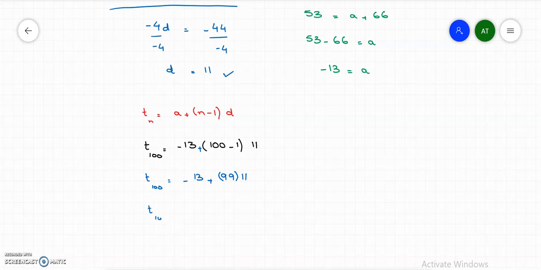So T100 equals negative 13 plus 99 times 11, that is equal to 1089, and then subtract 13. So the 100th term of the sequence would be 1076, right? So this is the 100th term of the arithmetic sequence.